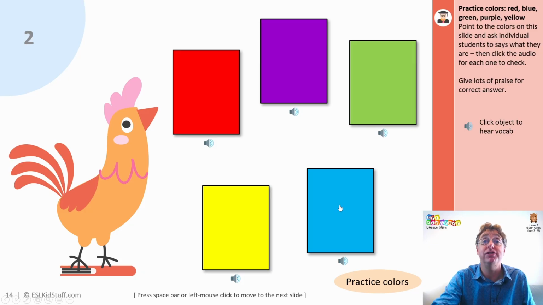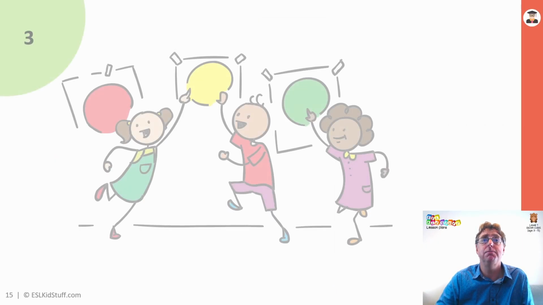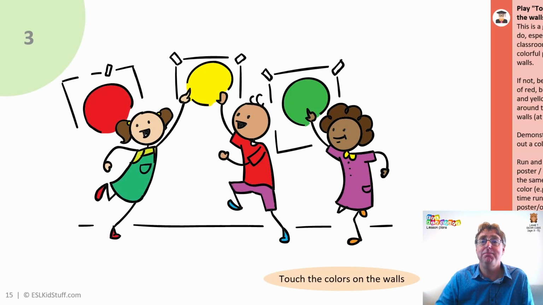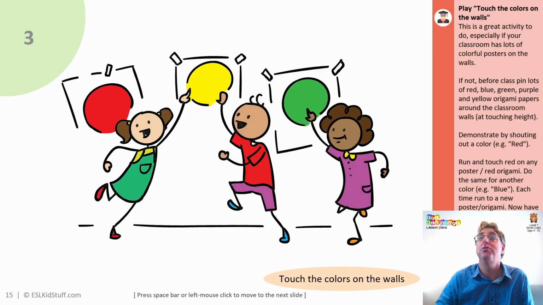And what colour is it? Blue. That's right, blue. Well done. And continue through all the colours, give them some extra practice. Now, if you're using the PDF lesson plan, you can just skip this part of the lesson. And then on to the next section, which is a fun game called Touch the Colours on the Wall.